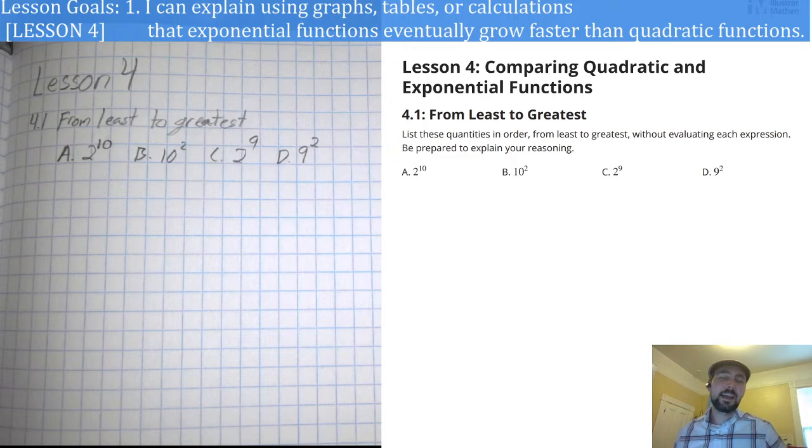Hey, everybody. Good morning. Welcome to the second lesson of the week. This is going to be lesson 4, comparing quadratic and exponential functions. I have been enjoying the things that I've been reading from you guys, looking over your activities and all of that. So thank you to those of you who have done that. It's been really great.